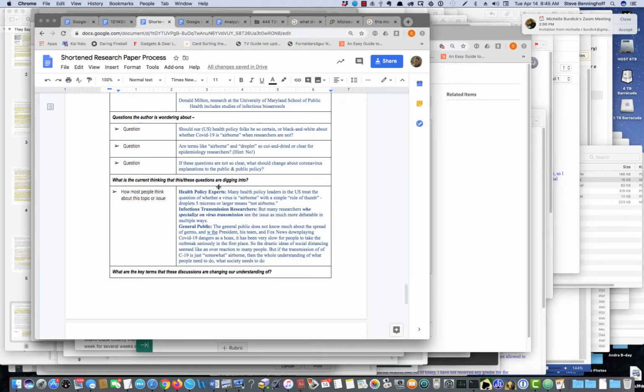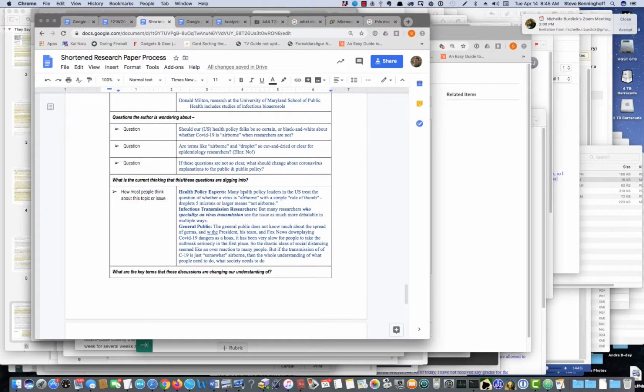So the next section in the form here is, what is the current thinking that these questions are digging into, right? And so how most people think about this topic or issue. This gives you the difference between the way people usually think and the way that the author wants people to think about these things. So it's setting up the normal that your research work is a response to.